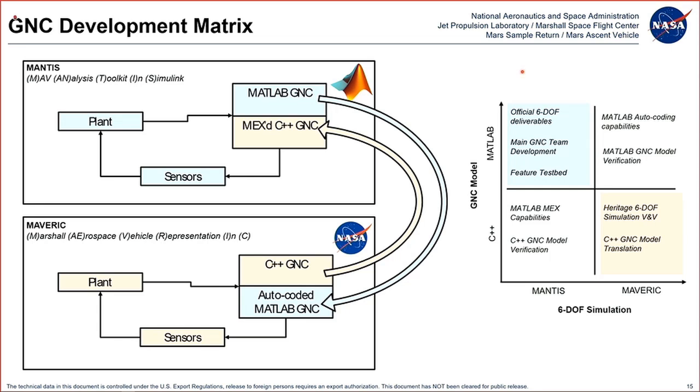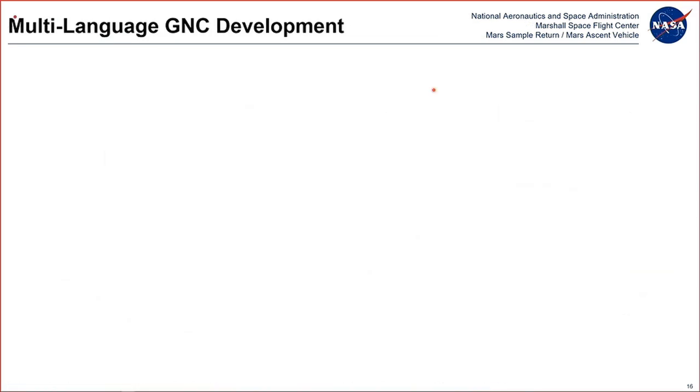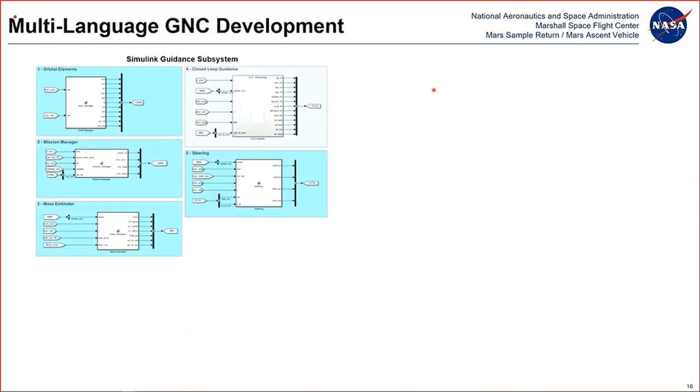So it's kind of a development matrix where you can develop code anywhere in the square that you want. But we have kind of a primary that people like to deliver in, and we can use all of this for cross verification of our tools. So yeah, lots of benefits come out of this multi-language model.